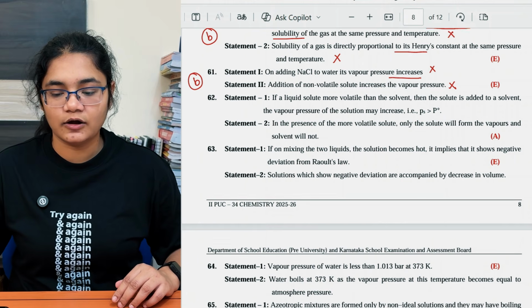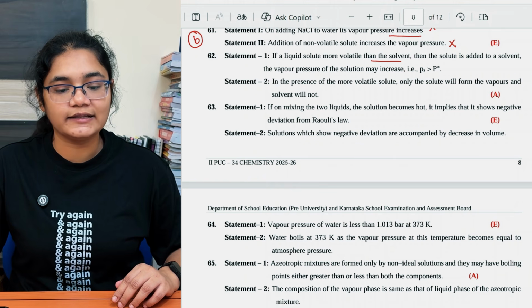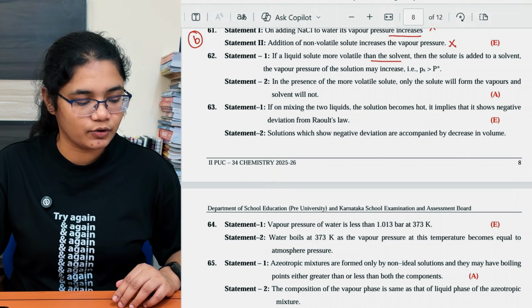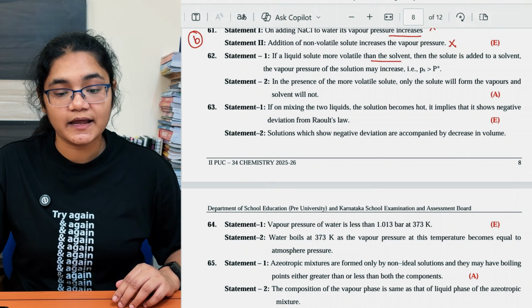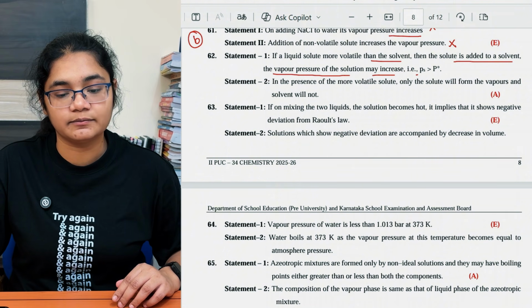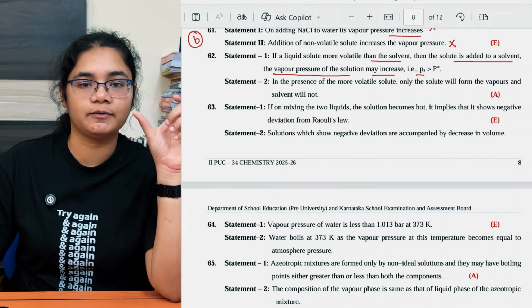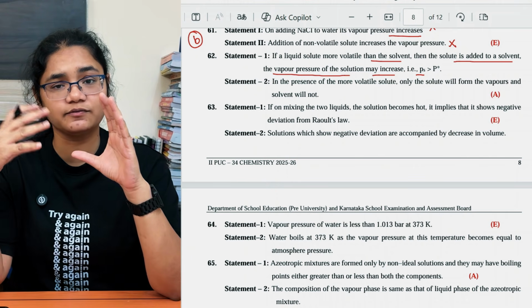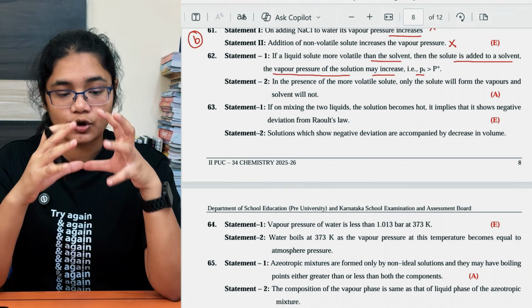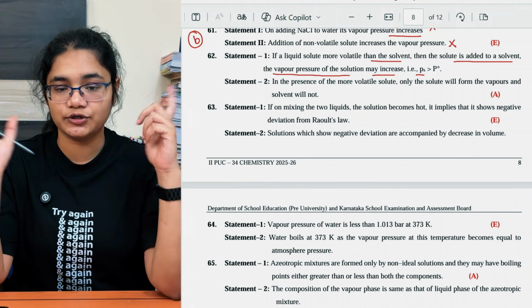Next statement, question number 62. If a liquid solute is more volatile than the solvent, then when the solute is added to the solvent, the vapor pressure of the solution may increase. Ps is equal to P naught. Yes. Now see, what is the total vapor pressure? It is the vapor pressure of the solvent and the solute. Now since the solute is more volatile, obviously it will evaporate more, so the vapor pressure of the solution will increase, right?